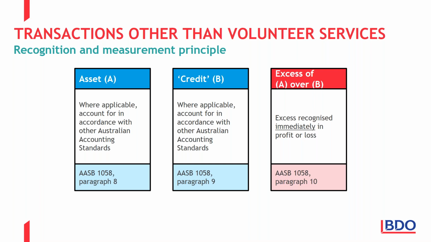And if there is no appropriate credit, and often there aren't if you're within AASB 1058, the difference between A and B, usually it's A, would be recognized immediately in profit or loss in terms of paragraph 10. But it's a process. Start on the debit side. Can I identify the asset, find the appropriate standard, then look at the credit side. What do I have to credit in terms of Australian accounting standards? If nothing, credit income immediately.